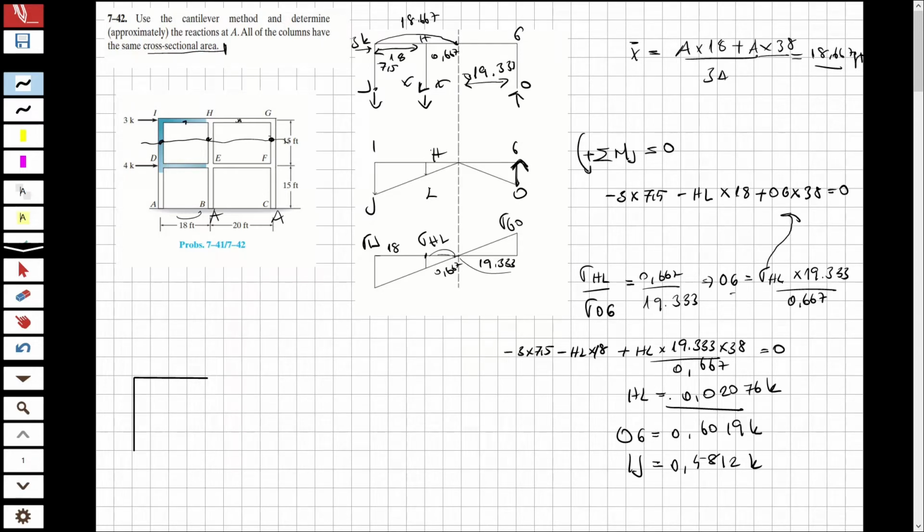So let's solve this part, because we are going to determine the reactions at A. So we are just going to deal with this part. Okay, so let's solve this part, this L.